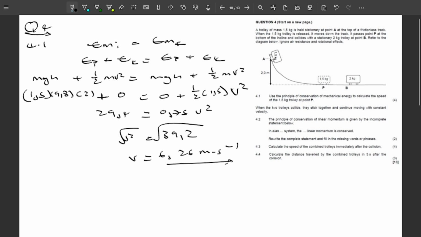All right. So, in a what? So in a closed system or an isolated system, the total linear momentum is conserved. So those are the two words that we're missing. I'll just write this one here. Total and linear. Oh no, isolated. Isolated. Good.